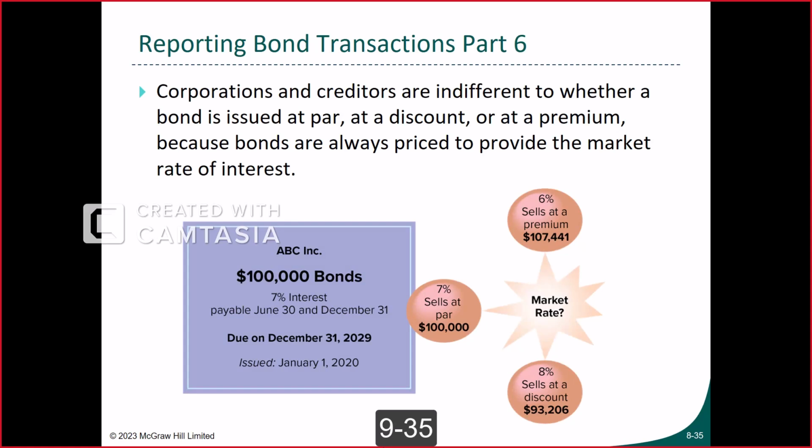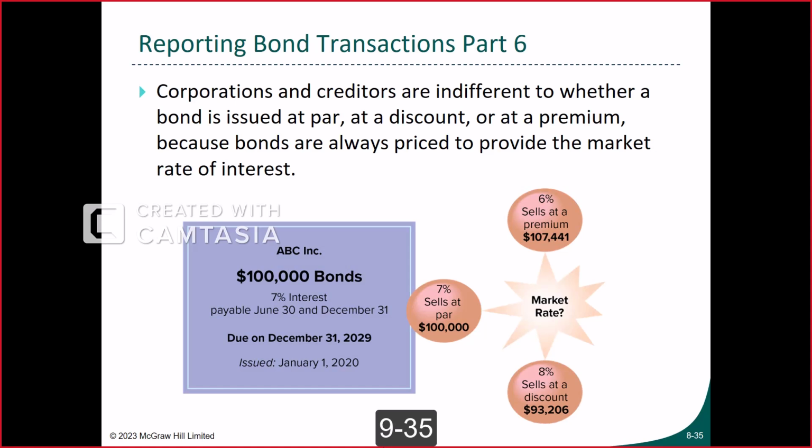So, ABC Incorporation issued bonds, $100,000 for illustration purposes, with a 7% coupon rate interest, payable June 30 and December 31st, twice a year. So this is a semi-annual interest payment. And the maturity date is December 31st, 2029, okay, issued on January 1st, 2020. So 10 years maturity bonds. This is on the paper. This is what the lawyers prepared as a contract.